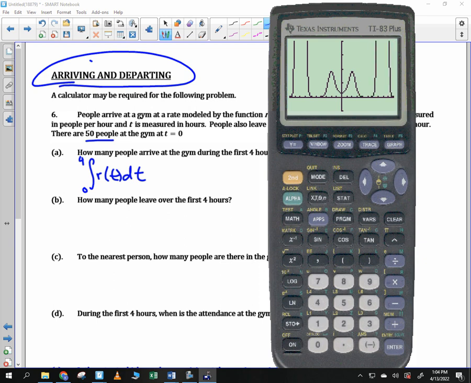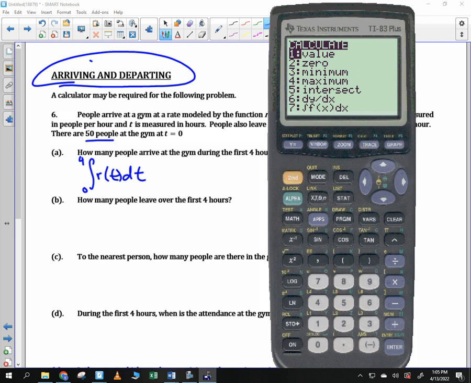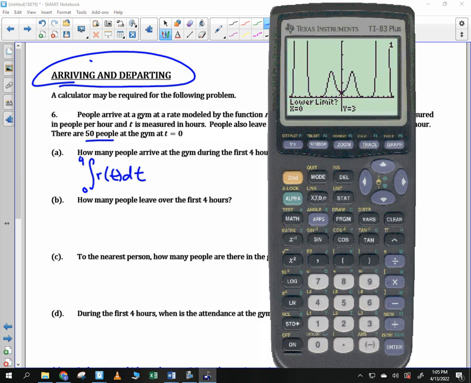Because I'm just going 0 to what time? 0 to 4, right? Yeah, so I'm going to second calculate, and I'm going to go from 0, and do number 7. I'm going to go from 0 to 4. And that will tell me the number of people that are arriving. Yep, number 7. 31.551. I need a label. People.